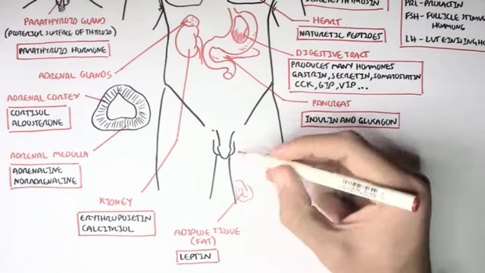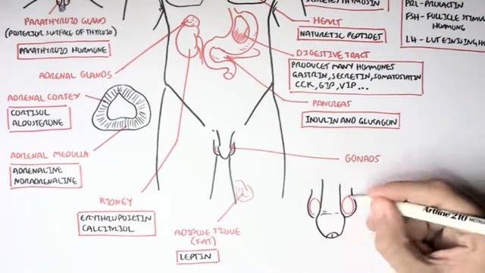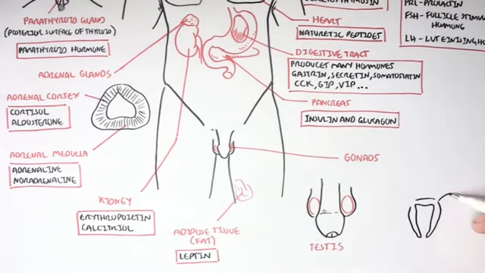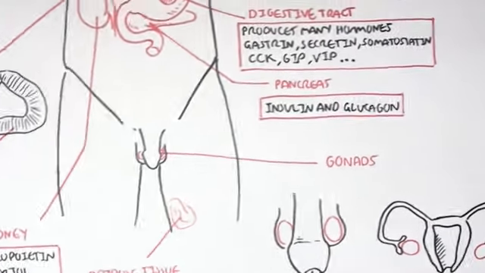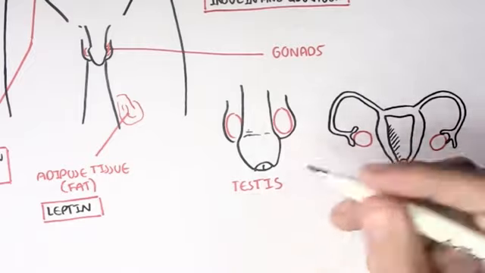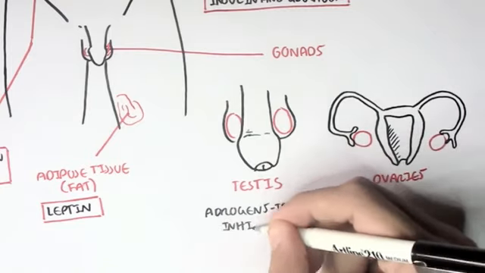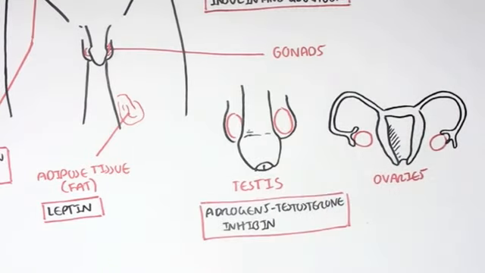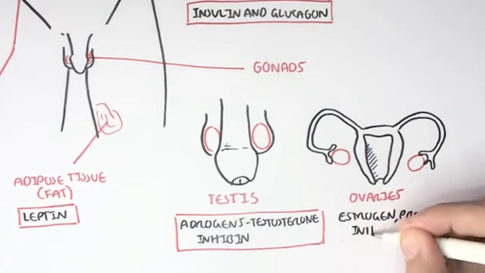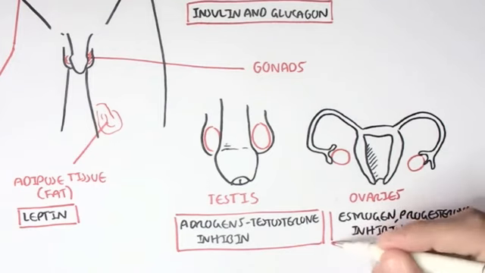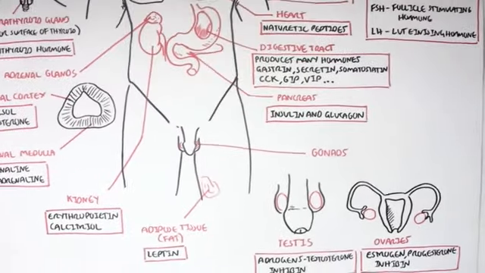The final endocrine glands I want to talk about are the gonads. Because we have a male and female version of humans, we have two types of gonads: the testes for the male and the ovaries for females. In the testes we have cells that secrete androgens such as testosterone, which is important for promoting male characteristics as well as sperm production. And in the ovaries, for the female, we have important hormones being secreted such as estrogen and progesterone, which are important in female characteristics and egg production.